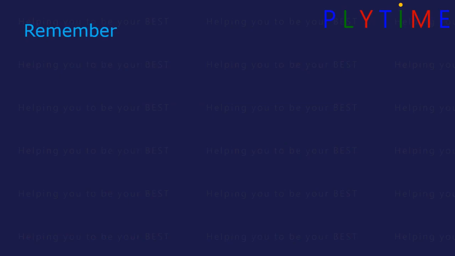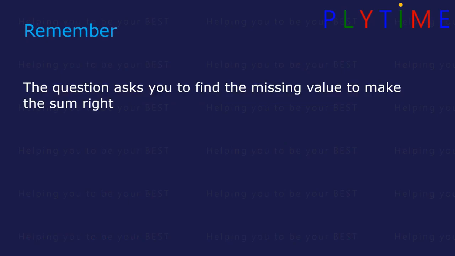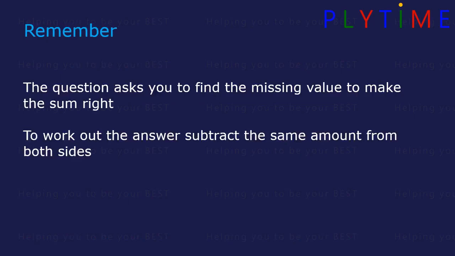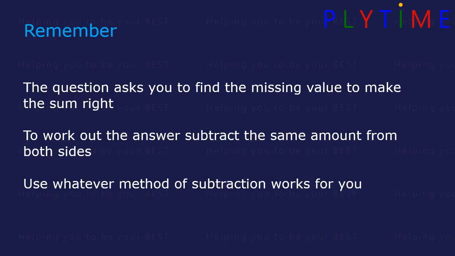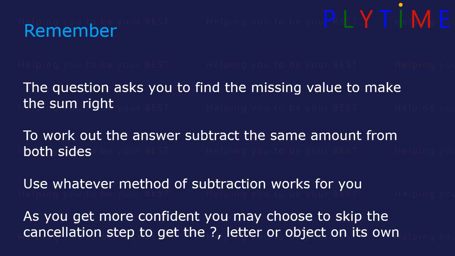Remember, the question asks you to find the missing value to make the sum right. To work out the answer, subtract the same amount from both sides. Use whatever method of subtraction works for you. As you get more confident, you may choose to skip the cancellation step to get the question mark, letter or object on its own.